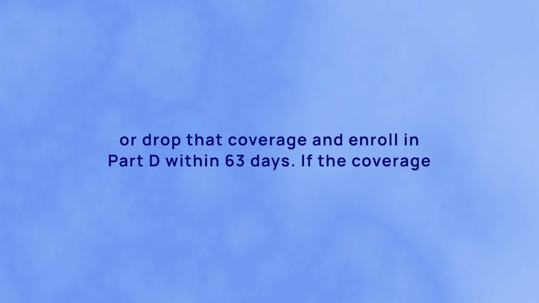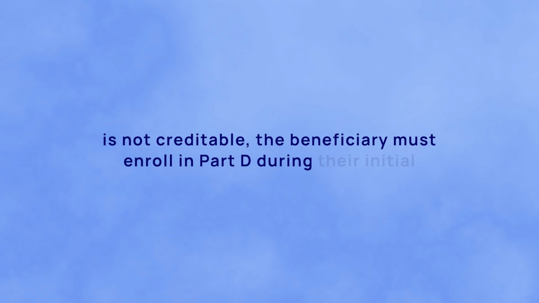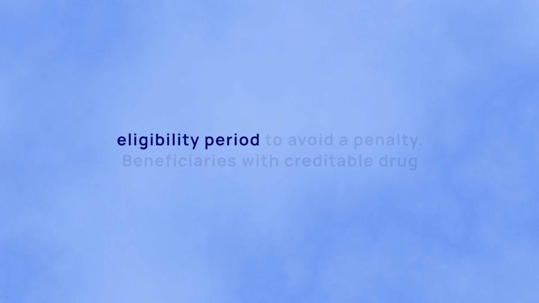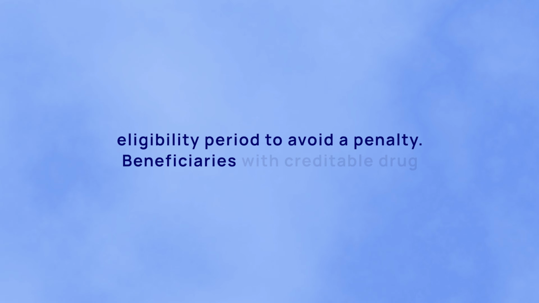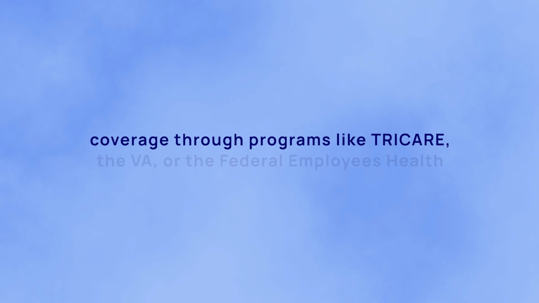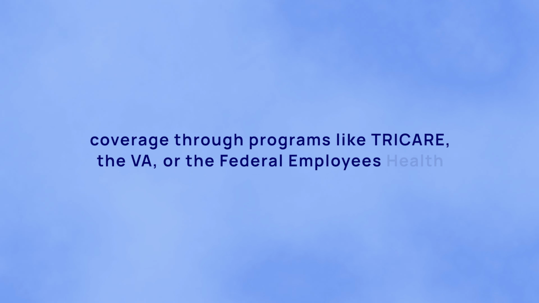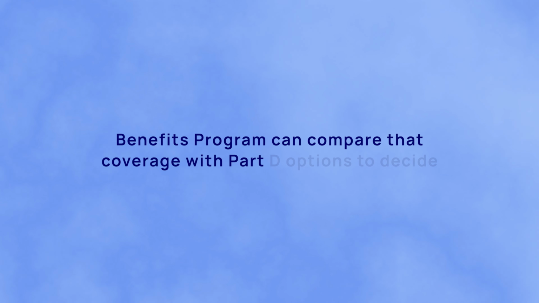If the coverage is not creditable, the beneficiary must enroll in Part D during their initial eligibility period to avoid a penalty. Beneficiaries with creditable drug coverage through programs like TRICARE, the VA, or the Federal Employees Health Benefits Program can compare that coverage with Part D options to decide whether to enroll.